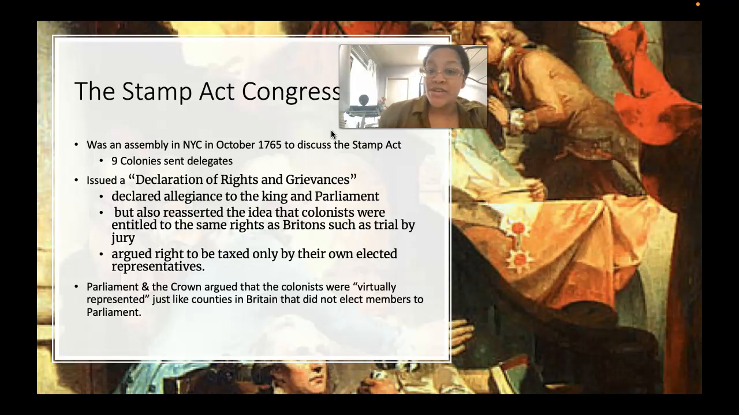But it also reasserted this idea that colonists were entitled to the same rights as Britons, such as trial by jury, which they were not getting, especially under the Sugar Act, right? And it also argued the right to be taxed only by their elected representatives. And so Parliament and the Crown argued that colonists were being, quote unquote, virtually represented. So there were counties and boroughs in Britain that did not elect members to Parliament, yet they didn't have a problem, so why should the British colonists?